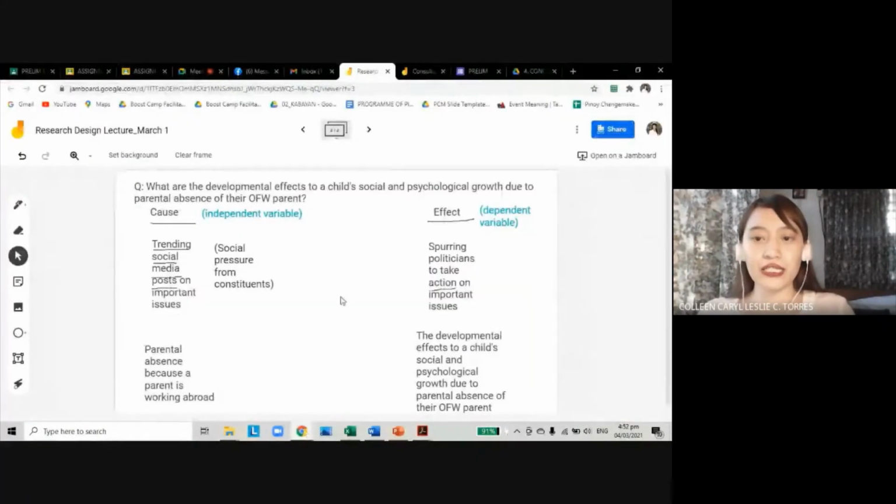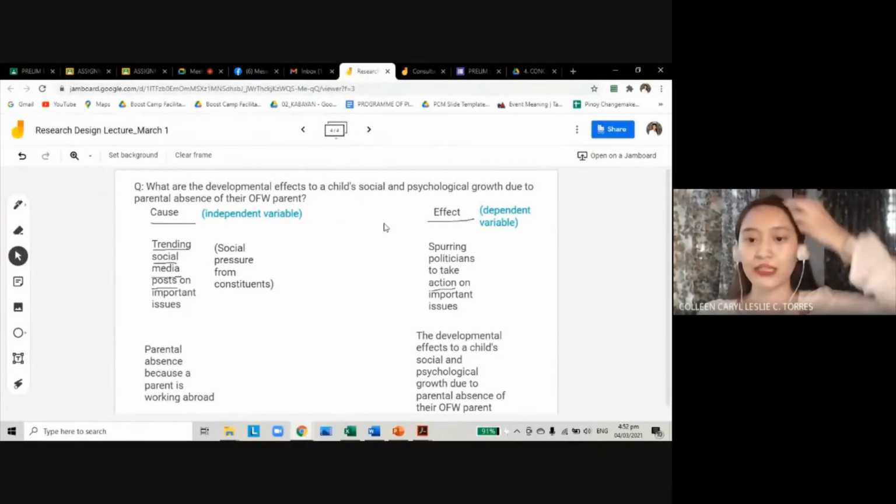So here, class, I think you have access to this Jamboard already. I shared it last Monday. As we noted, the dependent variable is the child's social and psychological growth, which is dependent on their parents' presence. And as mentioned earlier, the dependent variable is the politician's action because this is dependent on social pressure. So without pressure, maybe they would not act. That is our assumption. My mama, for instance, her social and psychological growth is okay, that is an assumption.